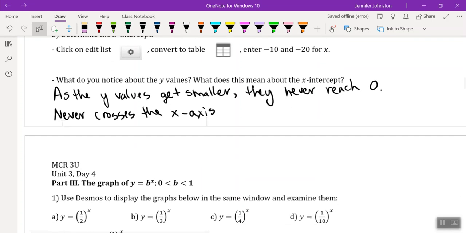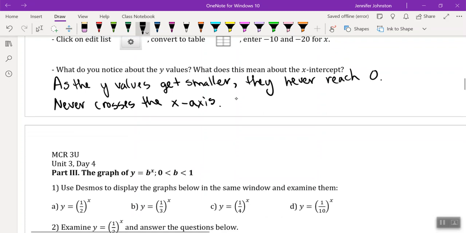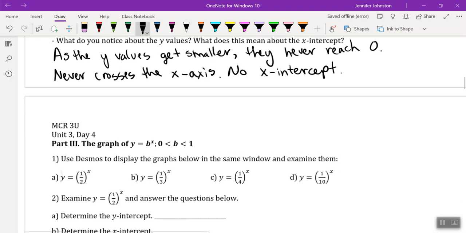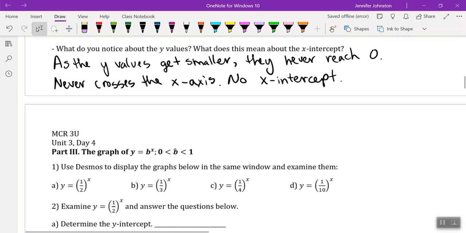All right, let's go ahead and check out the next one. So this just means that there's never going to be an x-intercept. So there are no x-intercepts. Or just intercept. There's no x-intercept. All right, so the next graph here, when we're looking at from 0, between 0 and 1, this just means that it's a fraction. All right, go ahead and graph those 4 functions out on Desmos.